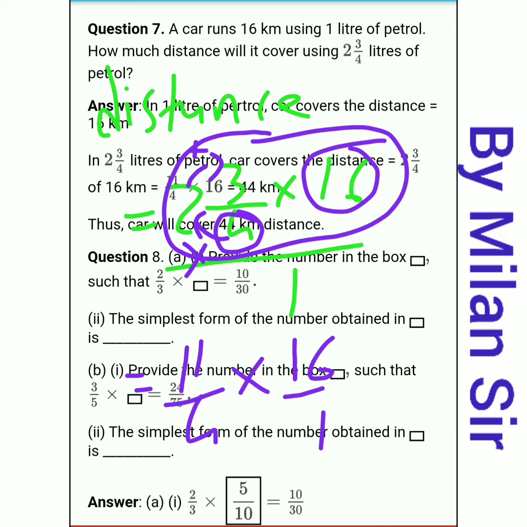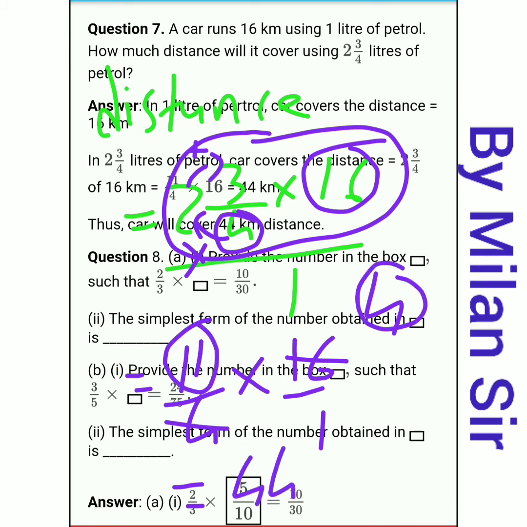Now we need to simplify this. So here we can do simplification, that means 4 times 4 is 16. So finally 11 multiply 4, 11 times 4 is 44. So our answer is 44 kilometer. Same unit we need to follow, that is given in the first line, kilometer.